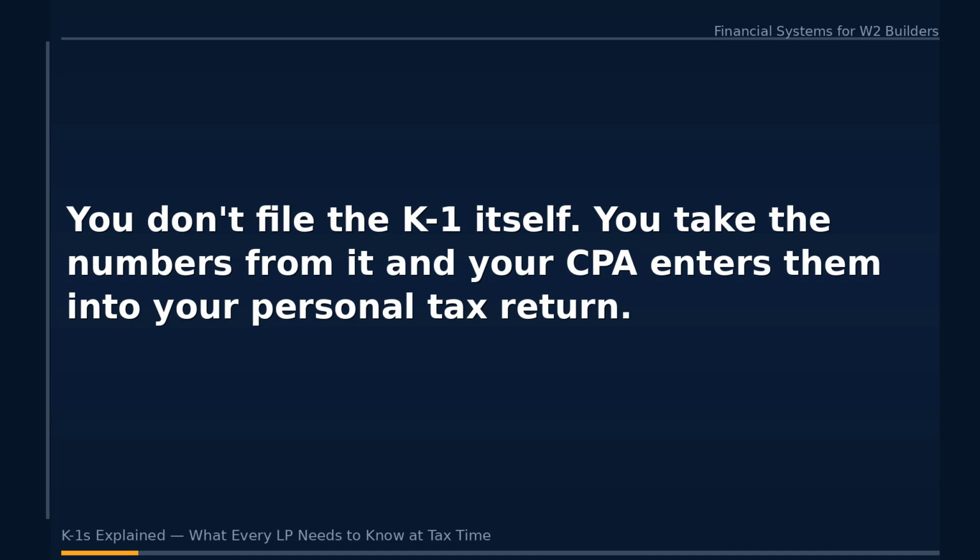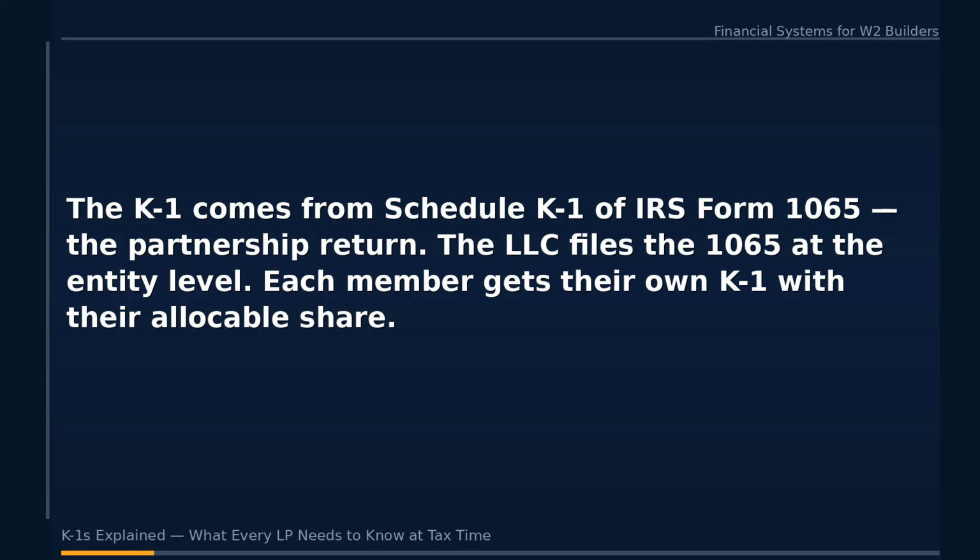The K-1 comes from Schedule K-1 of IRS Form 1065, the partnership return. The LLC files the 1065 at the entity level. Each member gets their own K-1 with their allocable share. Here's how to read a K-1.